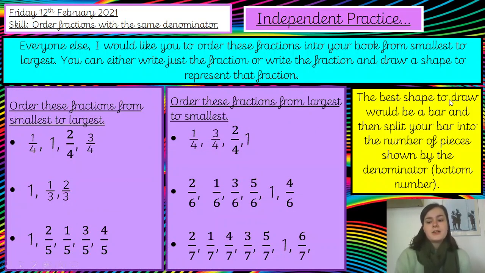So the best shape to draw would be a bar, and then split your bar into the number of pieces shown by the denominator, which is the bottom number. Well done. So you can use squares in your book if you've got squares in your book. If you don't, you can just draw a bar with your ruler and split that up. Remember, you are ordering them from smallest to largest. So pause the video, and if you're doing the mild, spicy or hot challenge, have a go at this now, please.